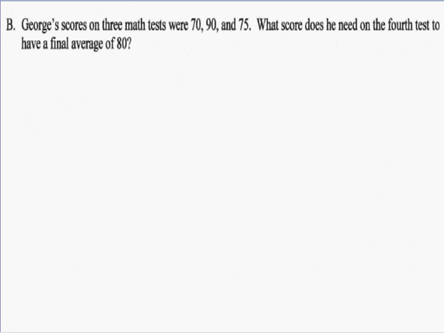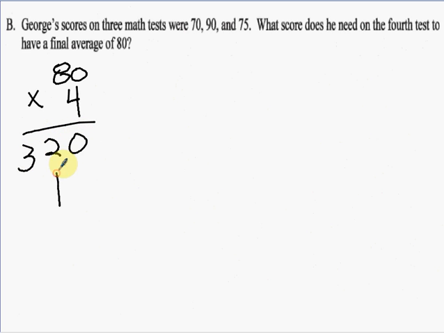Okay, so what we're going to do here is we're going to assume that he scores the 80 that he needs on all 4 tests, because that would give him an average of 80 if that's the only thing he scores. So let's figure out how many points that would be total. That's going to be 0 and then 32. So 320 total points he needs to earn.